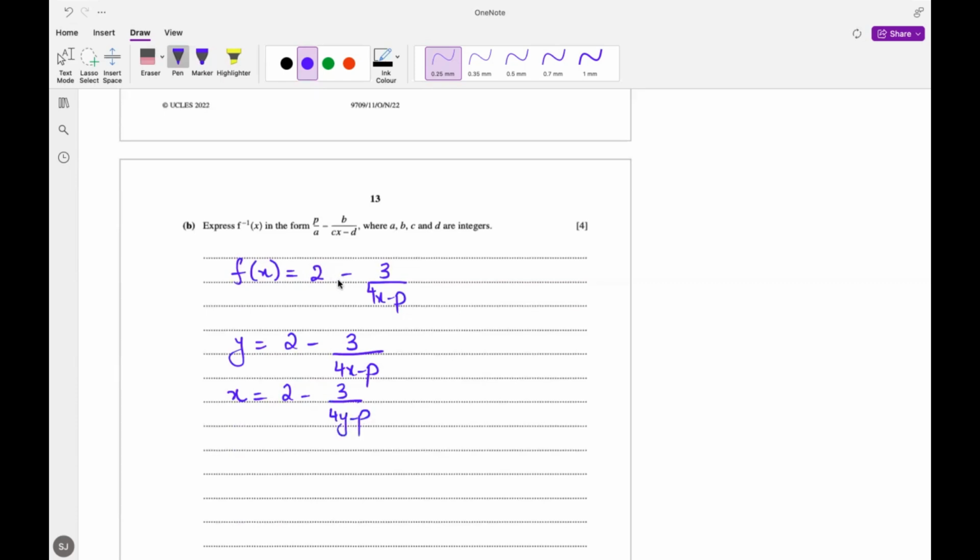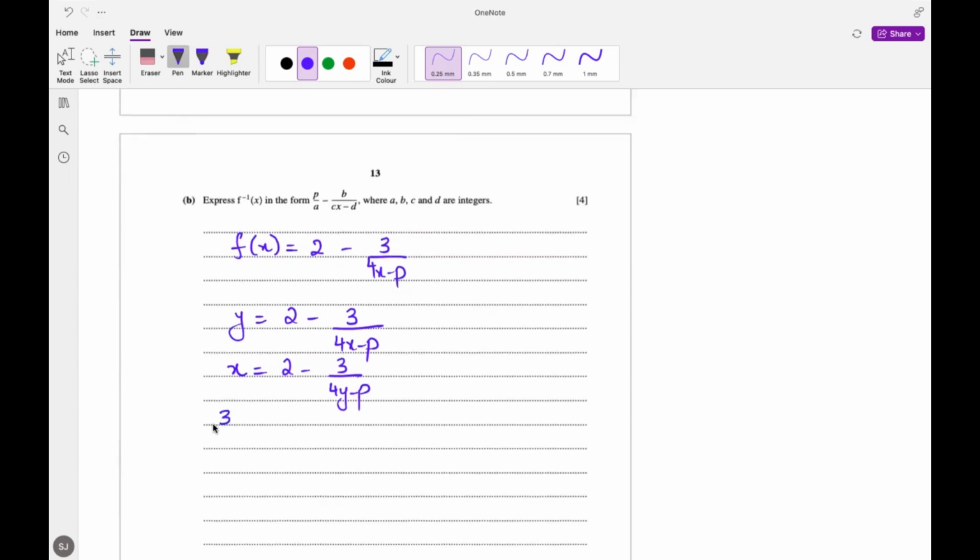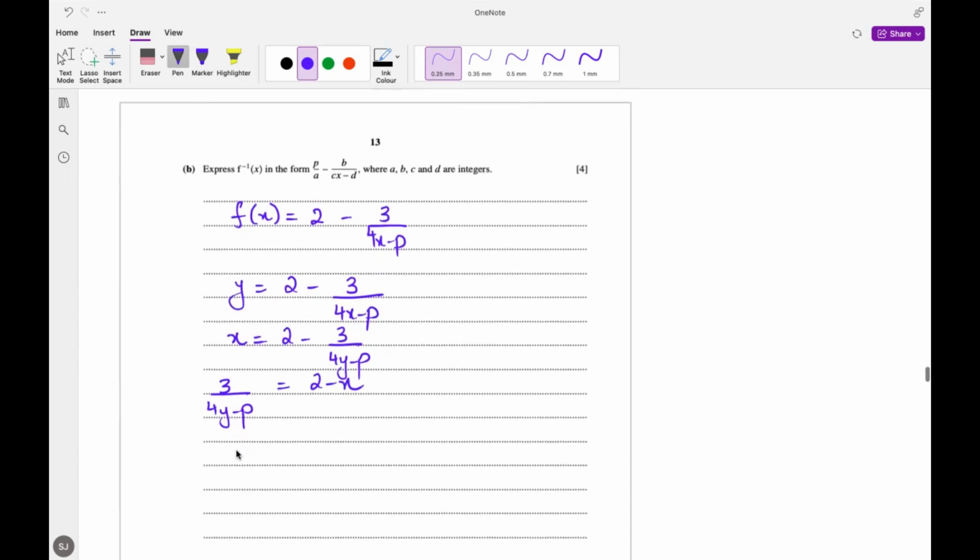Now to bring it into this particular form, we can first bring the 3 upon 4y minus p on the other side. So this will become 3 upon 4y minus p equals 2 minus x. Now, as the form says b upon cx minus d, we'll bring the 2 minus x in the denominator of 3 and bring 4y minus p on the other side. So we can write this as 4y minus p equals 3 upon 2 minus x.